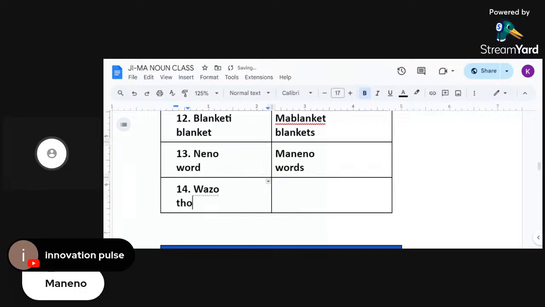We have another word here, 14. Wazo is a thought. You know, if you're discussing with someone and you tell the person, I have a thought, we say wazo. So if there are many, how do you say thoughts in Swahili? Katia says mawazo. Asante. Vizuri sana, mawazo.